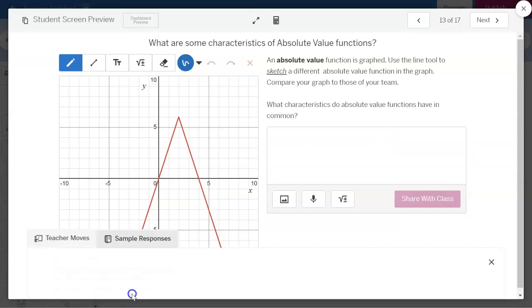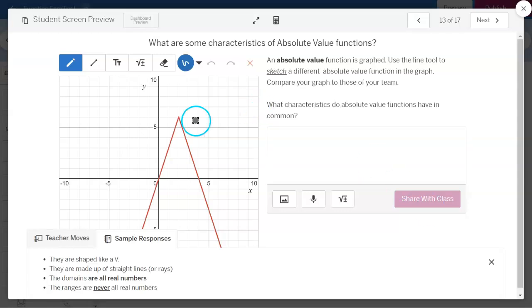So I've given you some samples here. They're shaped like a V. They're made of straight line segments. You may notice the domain is all real numbers and the range is never all real numbers because it can't go up and down forever.